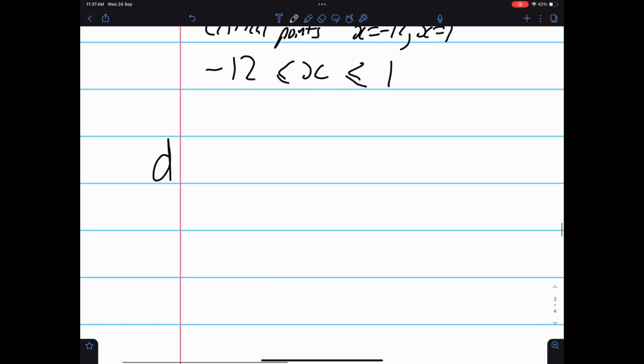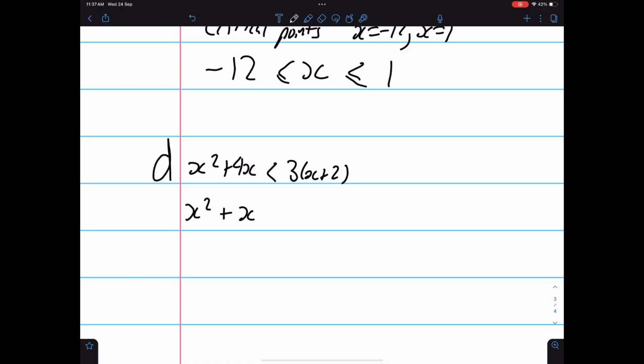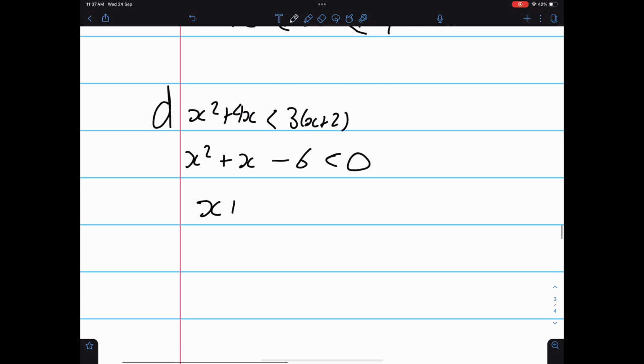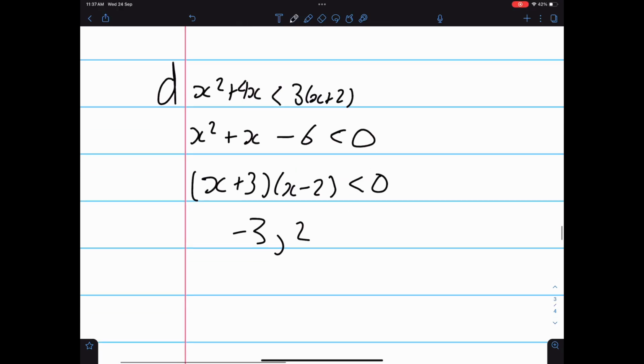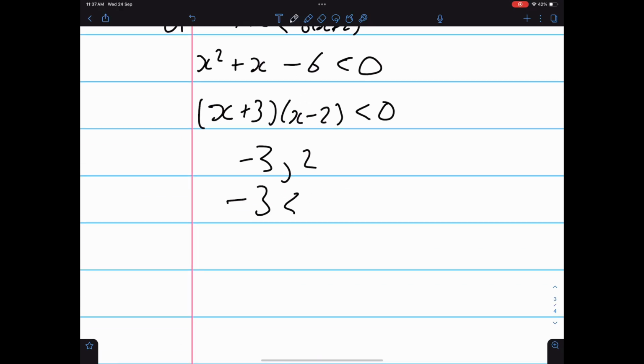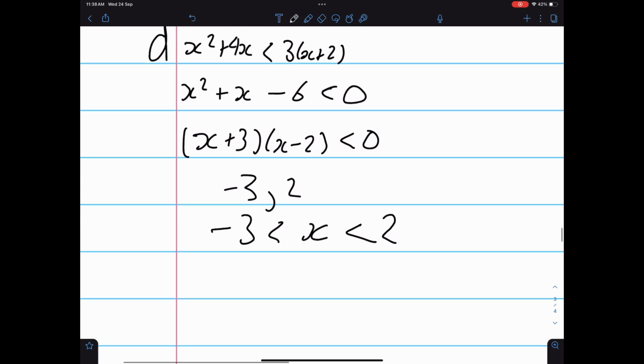D. x squared plus 4x less than 3x plus 2. So x squared plus x minus 6 less than 0. I've just expanded that and moved it to one side. Factorize. So we got minus 3 and 2 as our critical points. And that's our answer.